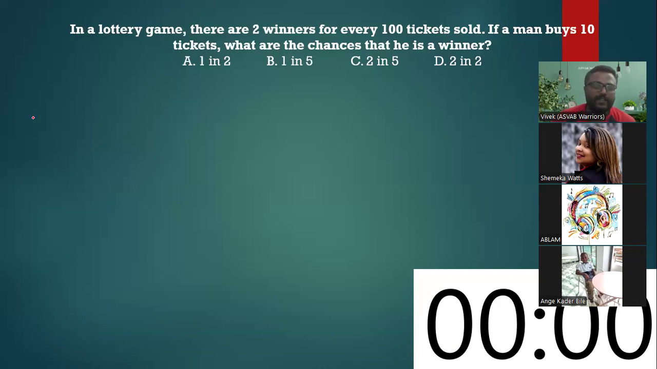Whenever you get any case like this, in a lottery game, you can use the unitary system. 2 winners for every 100 tickets. So how do you solve it? Winners, 2, total tickets, 100. Now, if a man buys 10 tickets, what are his chances that he's a winner? Let's write it as X.